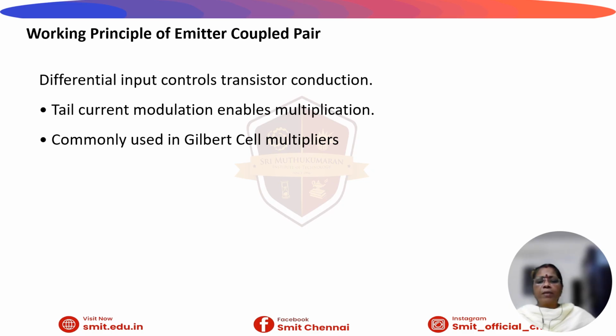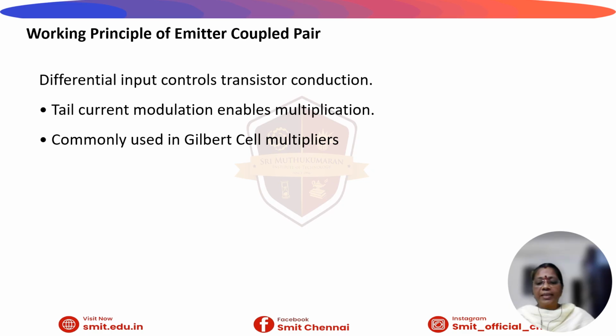Continuing with the working principle of this emitter coupled transistor pair, it relies on current steering and the exponential relationship between base emitter voltage VBE and the collector current IC, as shown in the previous circuit diagram. In the balanced state, if identical voltages are applied to both bases, the shared current IEE divides equally between Q1 and Q2. Each transistor carries a current of IEE by 2.